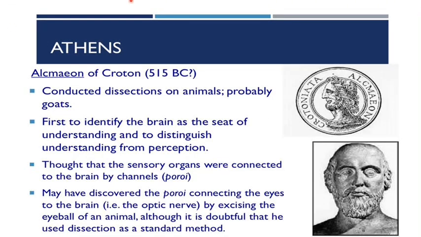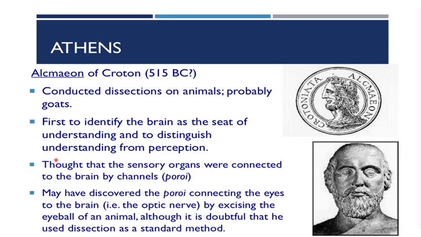So the first individual we're going to talk about is Alcmaeon of Croton, 515 BC. I don't know if I got the name right. What he actually did was conduct dissections on animals, probably goats. He was the first person to identify the brain as the seat of understanding and also to distinguish understanding from perception.